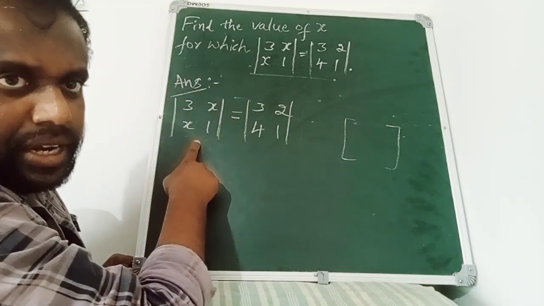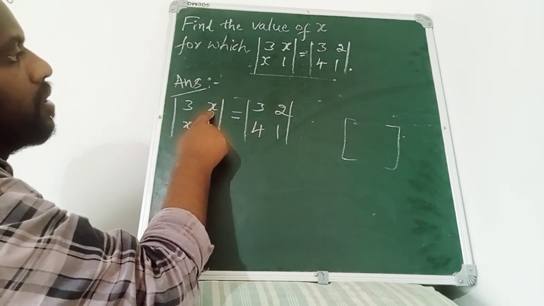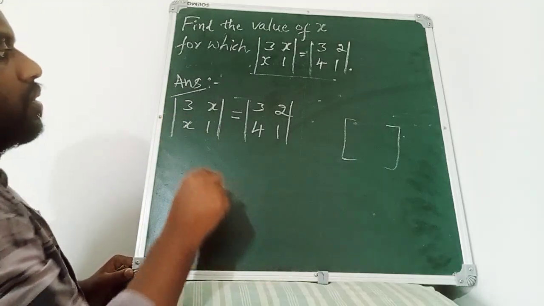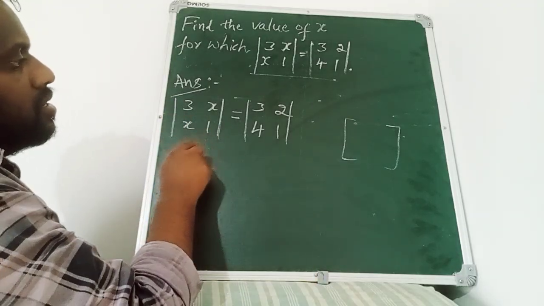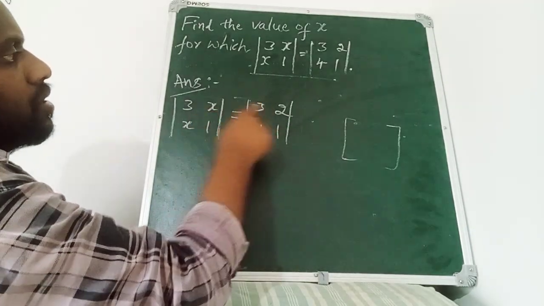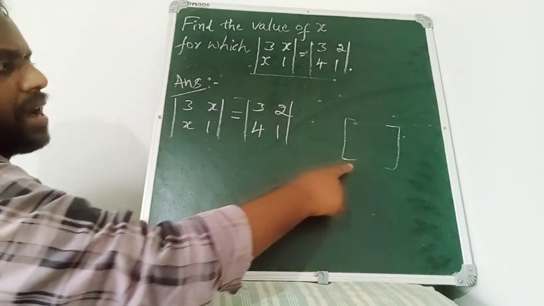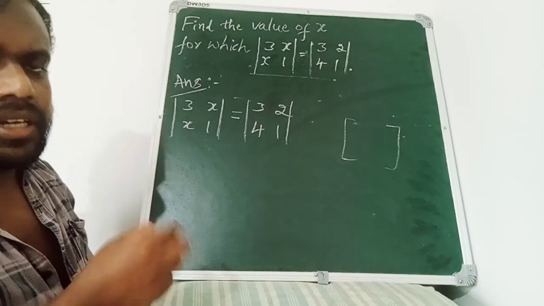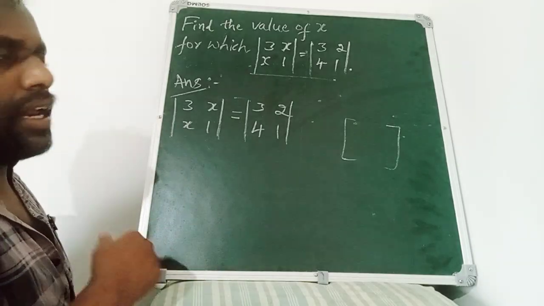So these are determinants. In the case of determinants, the corresponding elements are not equal, always not equal, sometimes they may be equal. Since these are determinants and not matrices, x is not equal to 2. This is wrong. In the case of matrices, yes, x is equal to 2, but these are determinants. Now, what is the process? How to find x? I will tell you now.